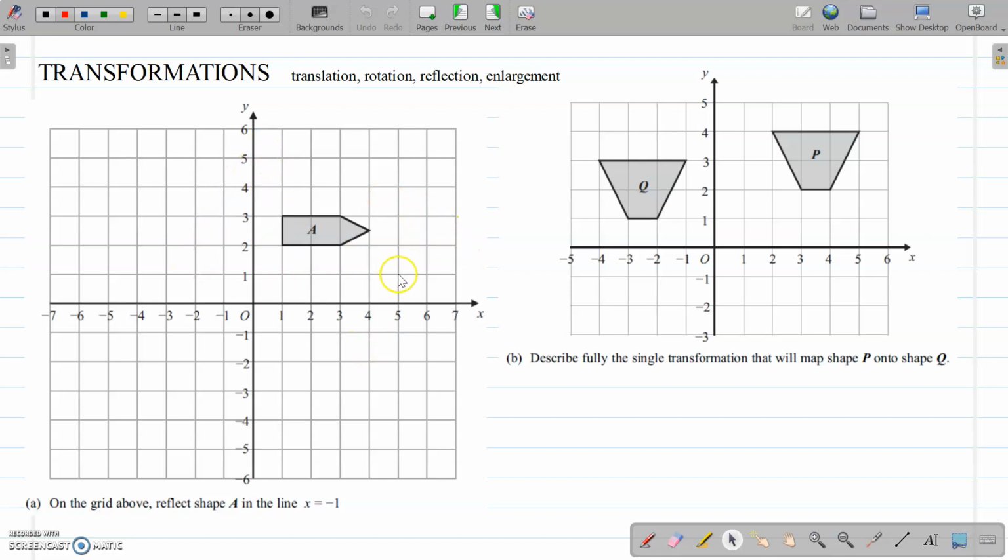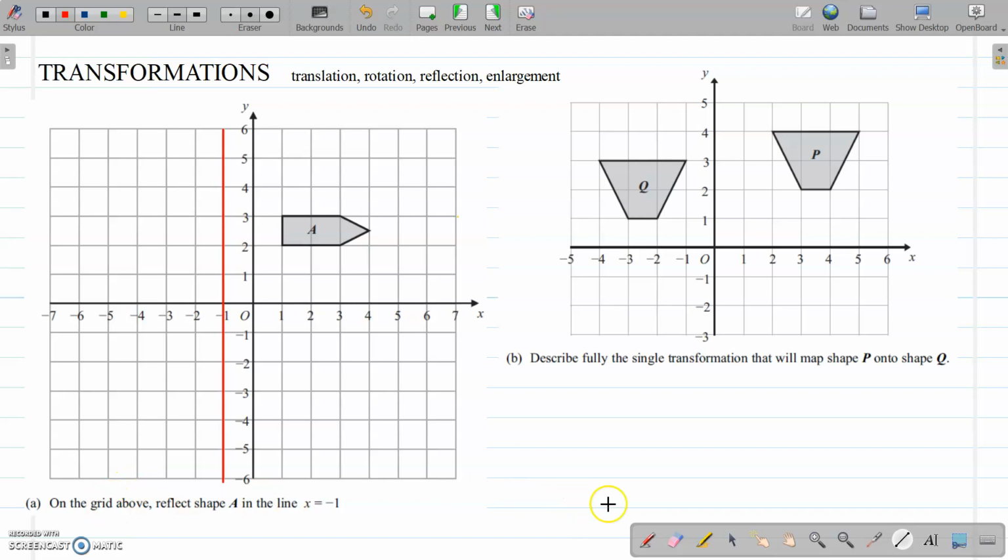Okay, now we have some old exam questions here, and in the first one we are asked to take this shape A and reflect it in the line x equals -1. So the first thing we're going to do is draw in the line of reflection, and it's a vertical line where it crosses the x-axis at -1 there. Okay, that's the line of reflection.